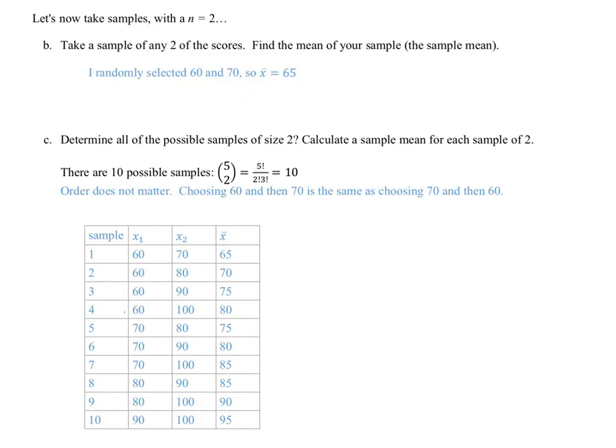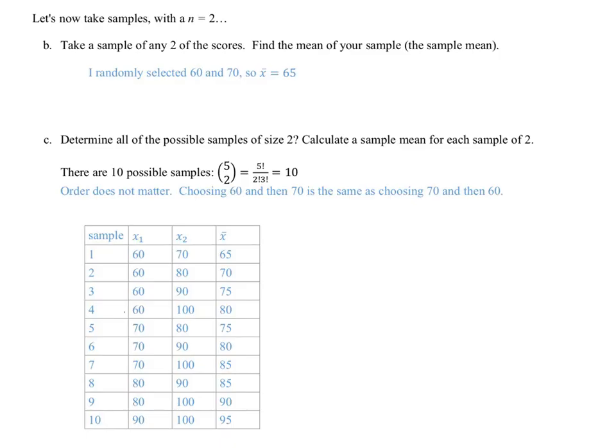Okay? So that's just choosing one sample. What happens if we looked at every possible sample? Now in this case, 5 choose 2, there are 10 possible combinations that can happen if we're choosing 2 out of 5. And so here they are. Order doesn't matter. 70 and 60 is the same as 60 and 70. So these are the 10 possible sample means that can occur with a sample size of 2 from a population of 5 with those data values.